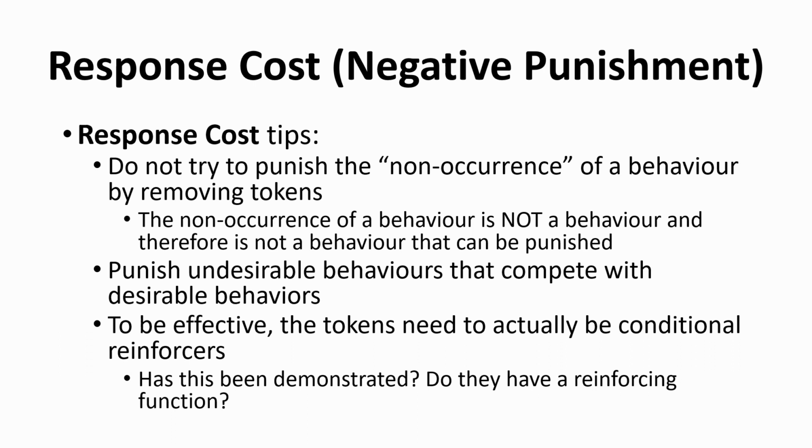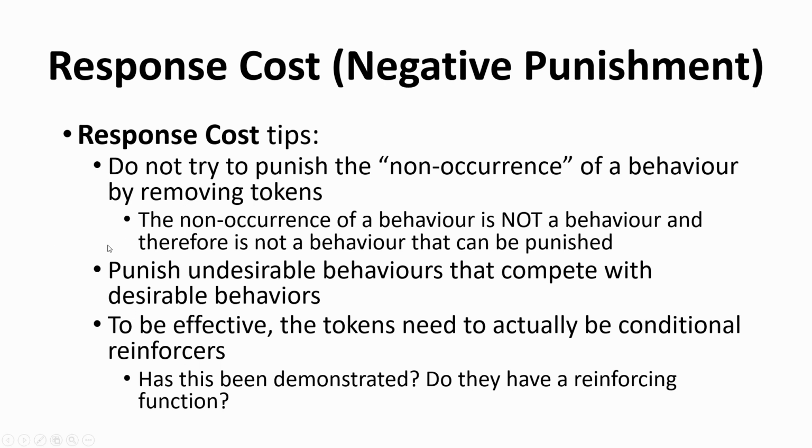A couple of just quick tips to keep in mind for response cost procedures. You usually want to avoid punishing non-occurrence of a behavior. It's really hard to punish you didn't do this thing. It's a lot easier to punish this thing happened, this bad thing has occurred, therefore you lose tokens. But if you're being punished for not having a behavior, it's a little bit more vague.